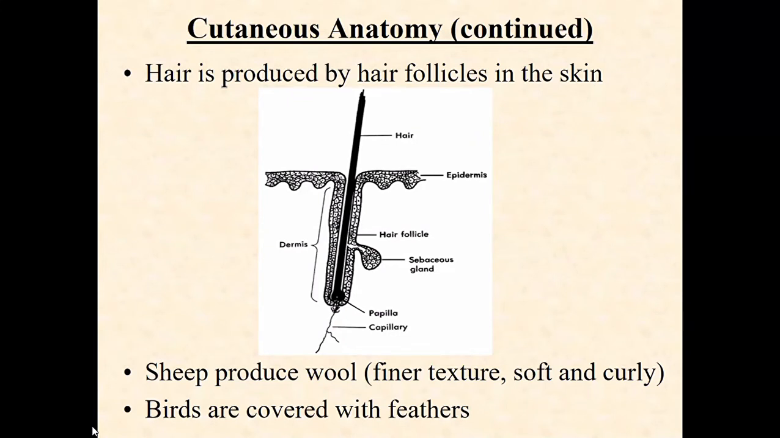Then the structure here is produced by hair follicles in the skin. So sheep produce wool, birds are covered with feathers. So their anatomy for this will look somewhat different, but it's the same. So make sure you can look at the follicle below the skin layer, which is the dermis layer, and be familiar with the parts that make up those parts of the anatomy.